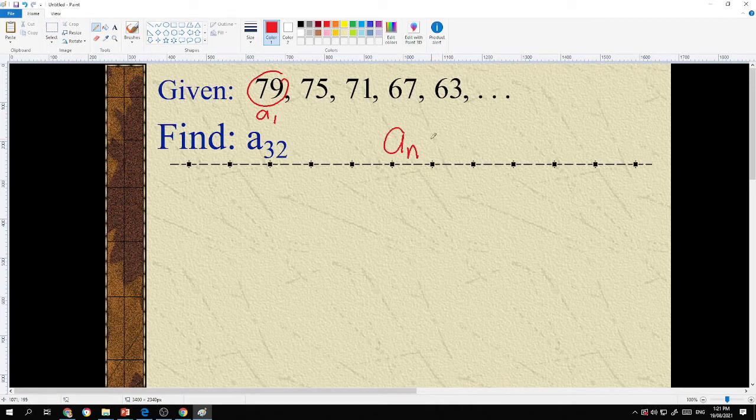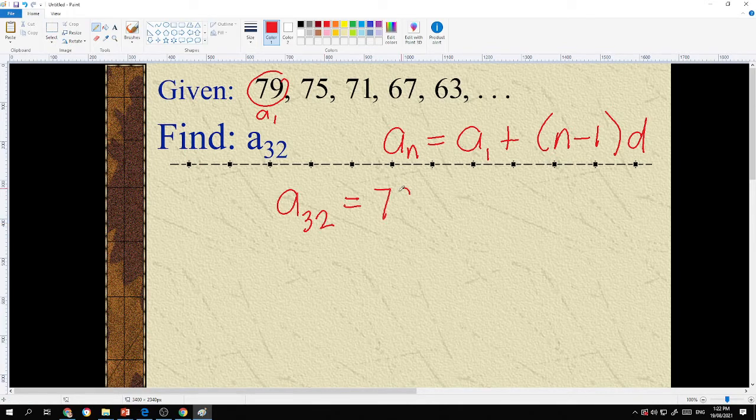A sub n is equal to a sub 1 plus n minus 1 times d. So the first term, we are looking for the 32nd term. The first term is 79, plus. What is the value of n? Okay, 32 ni. Minus 1. What is the value of d?